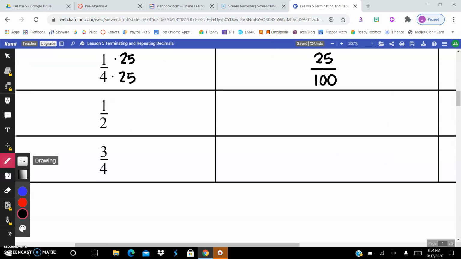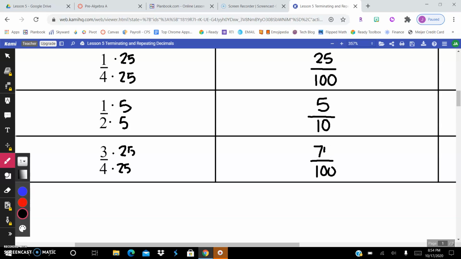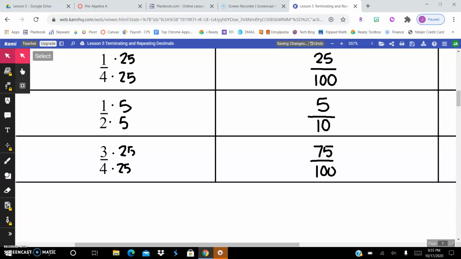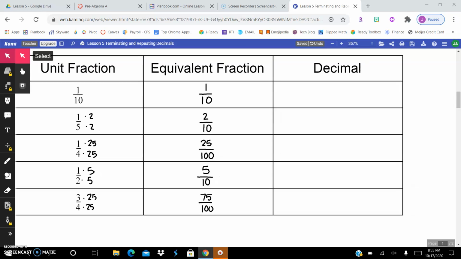And then I have 1/2. The denominator of 2 does go into 10, so we can use 10. We'd have to times by 5, so I have to times the top by 5. 1 times 5 is 5. And then there's a 4 again, which doesn't go into 10, so we have to use 100. And we're going to times by 25 on the top and the bottom. And 3 times 25 would be 75. So there are the equivalent fractions.